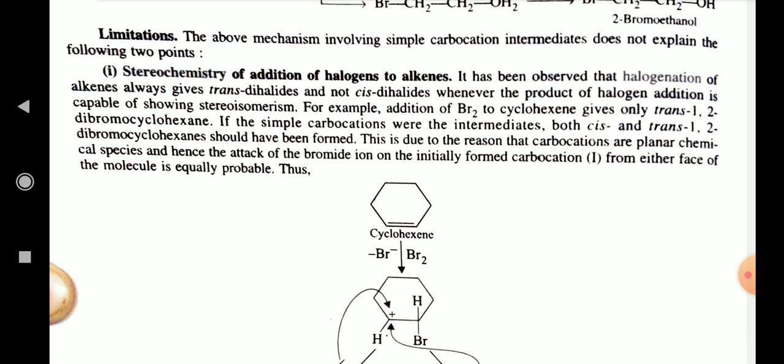First, stereochemistry of addition of halogens to alkenes. It has been observed that halogenation of alkenes always gives the trans dihalides and not cis dihalides whenever the product of the halogen addition is capable of showing stereoisomerism. For example, addition of Br2 to cyclohexene gives only trans 1,2-dibromocyclohexane. If the simple carbocations were the intermediates, both cis and trans 1,2-dibromocyclohexane should have been formed. This is due to the reason that carbocations are planar chemical species and hence the bromide ion can attack the initially formed carbocation from either face of the molecule, which is equally probable.